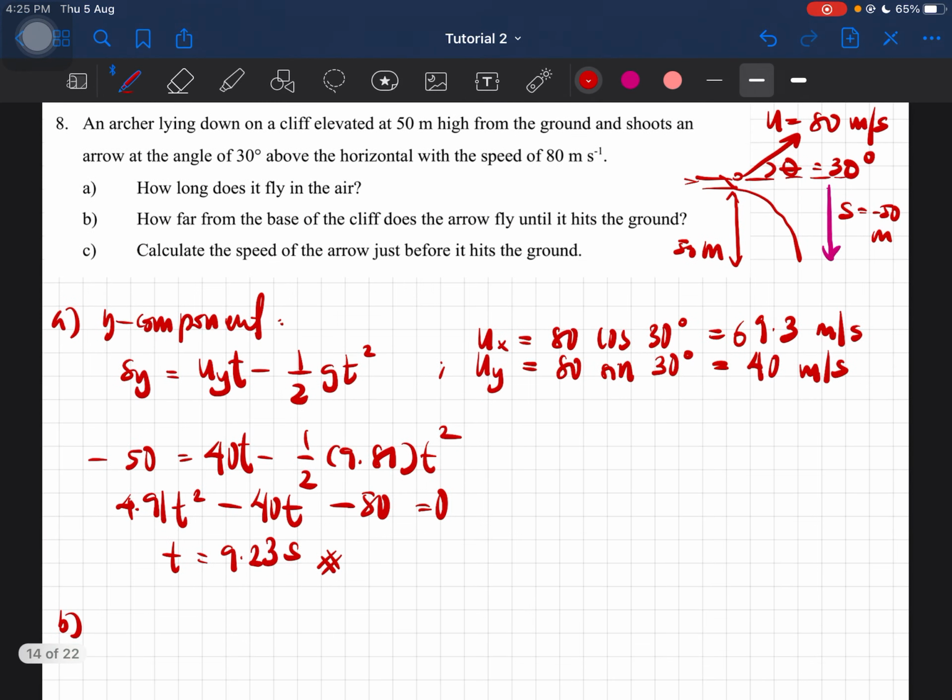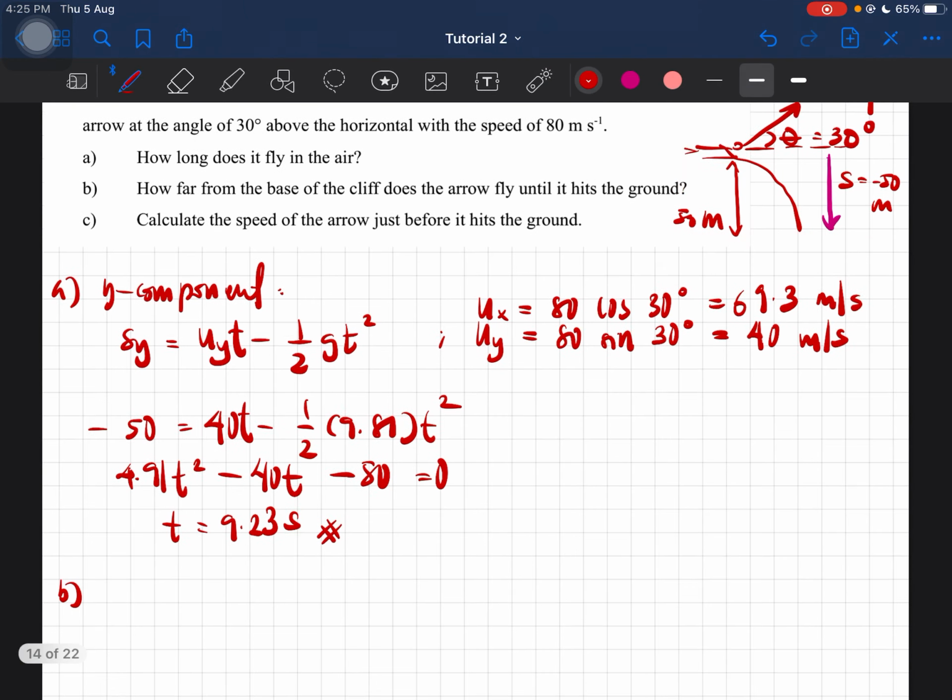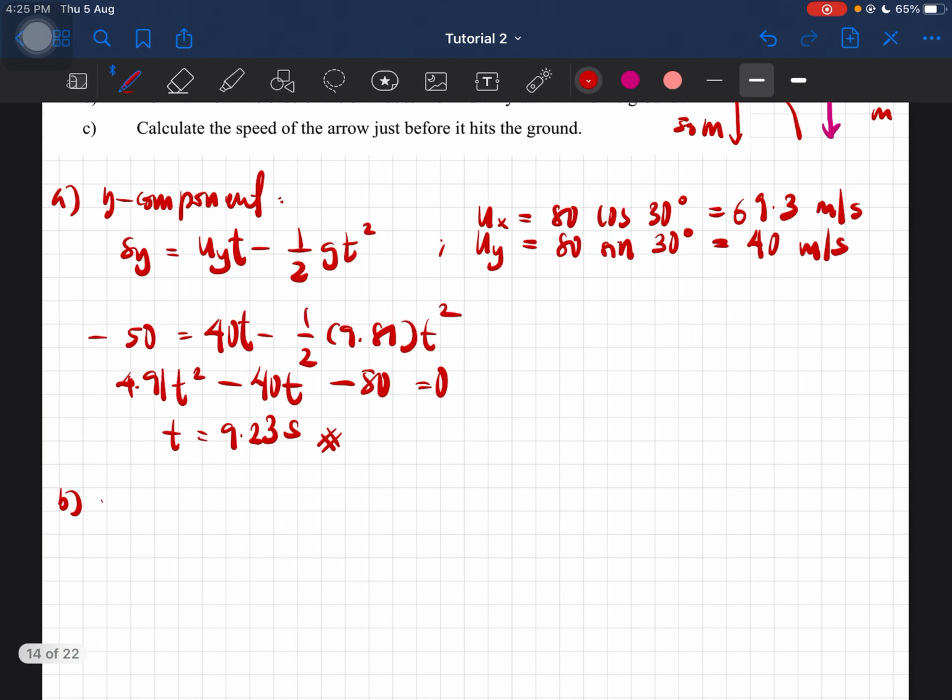Next, how far from the base of the cliff? How far from the base of the cliff does the arrow fly until it hits the ground? Okay, so from the base of the cliff, it is here. Okay, it is not 50 meter, that is not the answer. We are looking at the horizontal. Okay, it says from this base here, how far does the arrow go. Okay, so we are looking at the x component now.